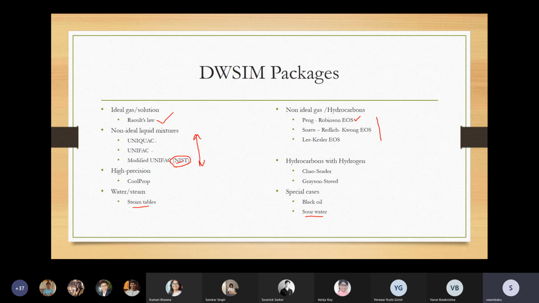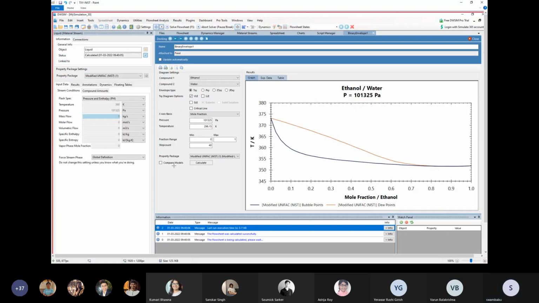We use NIST from a theoretical or classroom point of view. But if you have to use this process simulator for an industrial application, we have to check which of these property packages gives a good estimation of the experimental data, close to experimental data, and use that one. Then you may ask, why can't we use experimental data directly? Why do we need to use the property package?